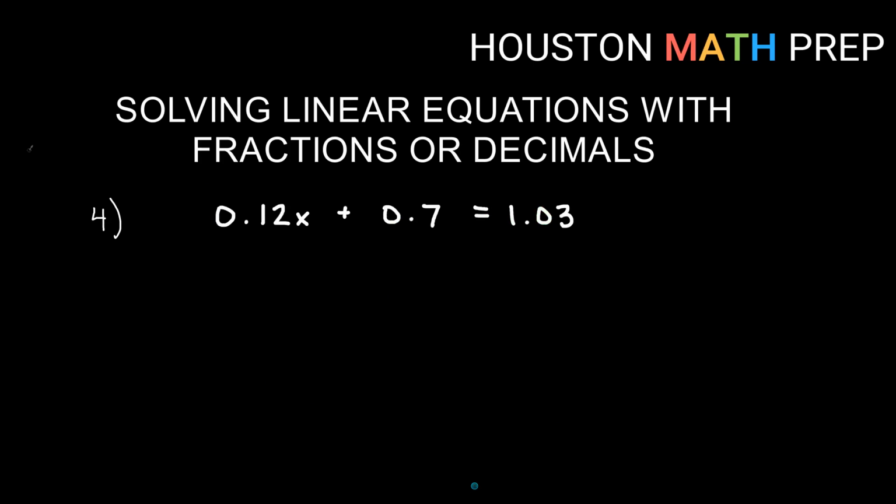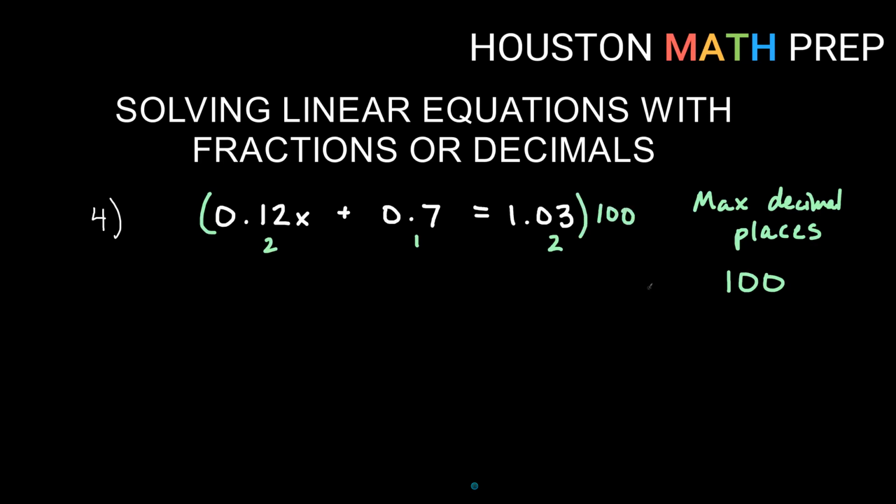Here I have 0.12x plus 0.7 equals 1.03. So you notice the max number of decimal places that we have. This one has 1, but these both have 2 digits after the decimal. So the max decimal places is 2. So I want to multiply by a 1 followed by 2 zeros, because that's the max number of places we have. So I'll be multiplying by 100. If we multiply by 100, that's going to move everything over 2 places because of the 2 zeros, right? So this decimal is going to move over 1, 2, and it will now be behind the 2. So that'll be just a 12x.